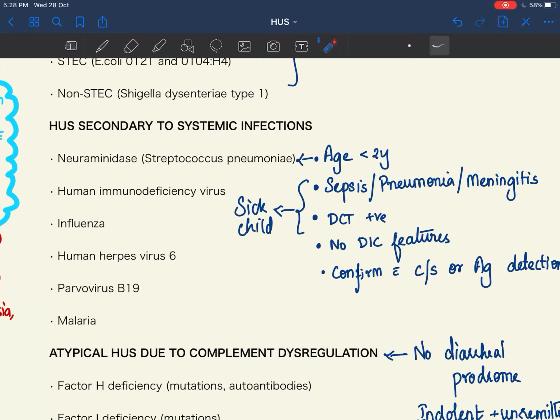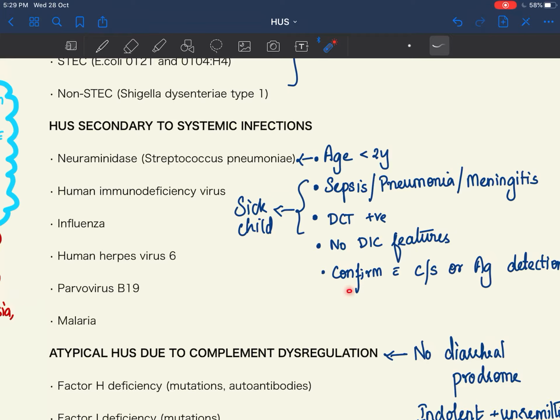The difference in the hemolytic anemia that happens is, in a D plus HUS, it's a non-immune hemolytic anemia. So, DCT will be negative. Whereas in a neuraminidase producing HUS, DCT will be positive. Okay, I will discuss the reason down. To put it simply, the neuraminidase will unmask an antigen on the RBC, and that unmasked antigen will be attacked by our antibodies, making it an immune hemolytic anemia.